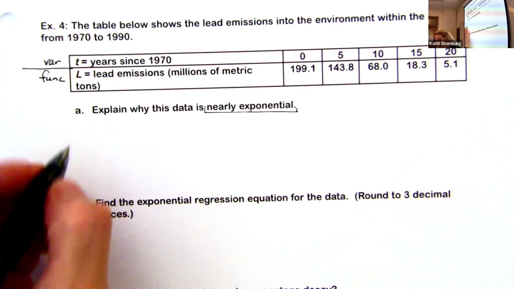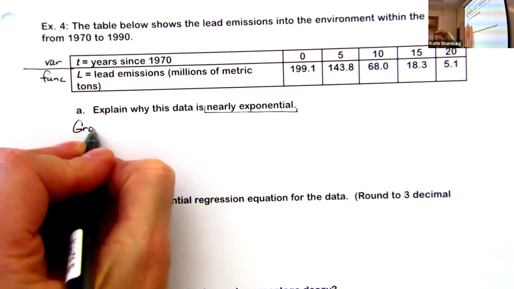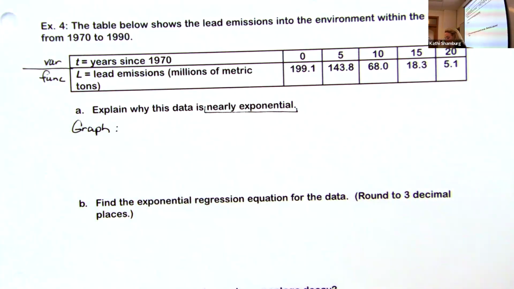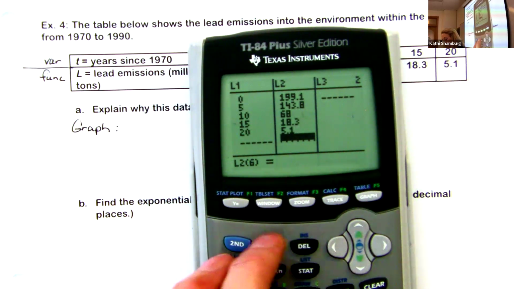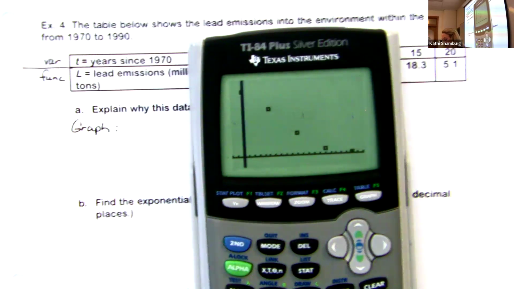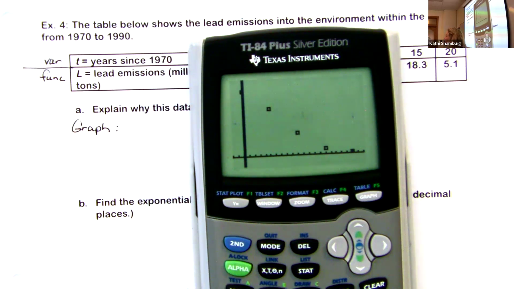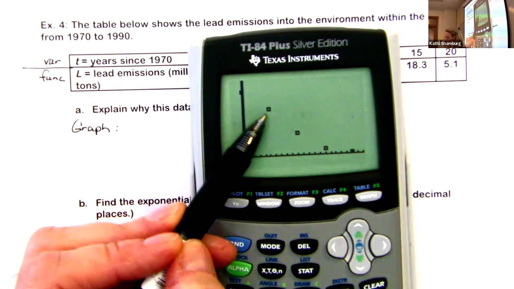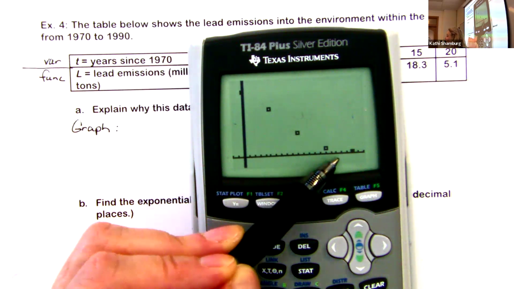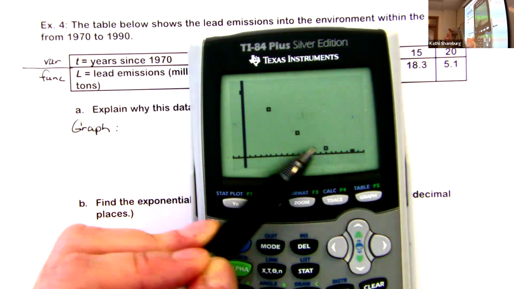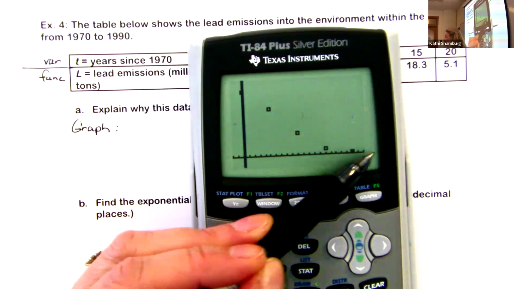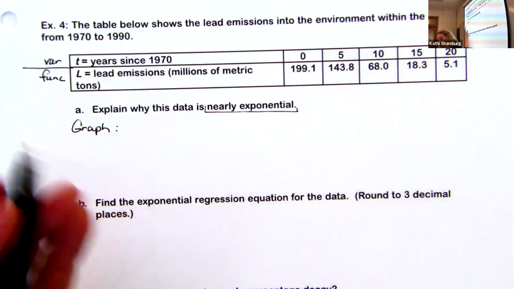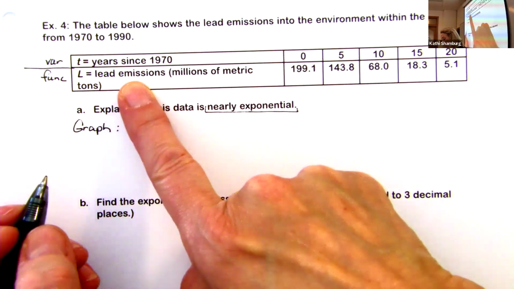All right, so let's go ahead and graph it and take a look at what is going on. So I'm going to do Zoom 9. You guys get that? Okay, good. So far, so good. As you can see, we have decay. So this is decreasing at a decreasing rate, okay? So we're talking about the function.